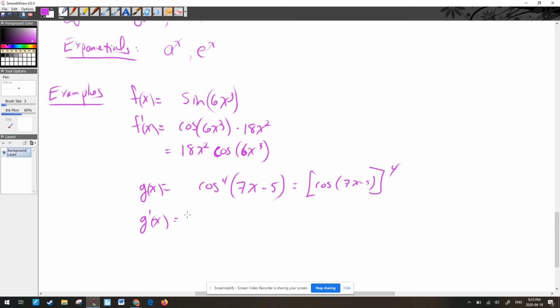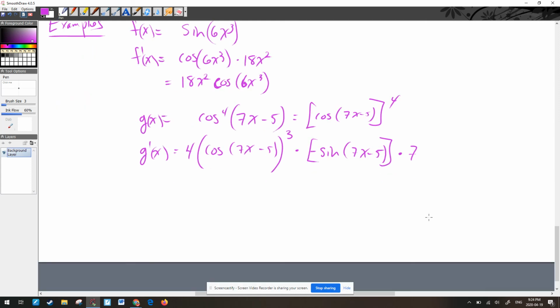So I'm going to differentiate. So we're going to get 4. And that cosine of 7x minus 5, it's not going to change, right? It's still cosine of 7x minus 5. And now it's cubed. But then I have to do the derivative of what's inside the brackets. Well, the derivative of cosine is negative sine of 7x minus 5. Okay, maybe put brackets like this. And then I have to take the derivative of what was inside the sine. So I have to multiply by 7. Okay, so there's the derivative before I've done any simplification.